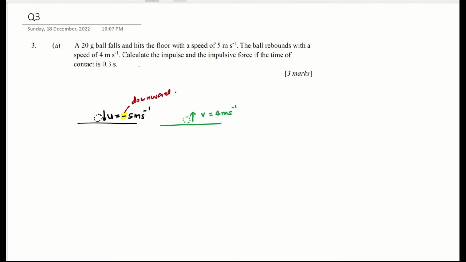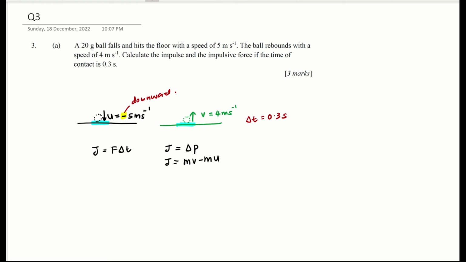Maknanya adalah time contact tu antara siapa? Antara bola tu dan juga lantai tadi, very small, and it is equal to, so delta T is equal to 0.3 second. Okay, so we want to calculate impulse. You check dekat depan, equation impulse equal to F delta T, okay, ataupun impulse juga equal to delta P, where it is equal to mv minus mu.